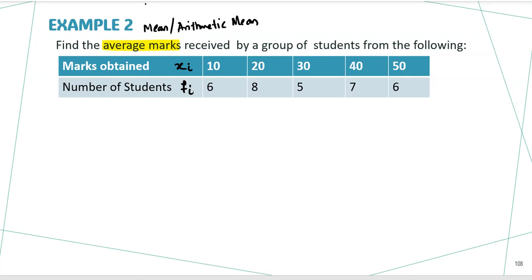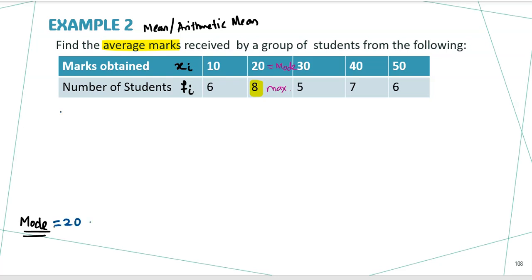Let's work on the mode first. The mode is the marks that the maximum number of students got. If you look here, 8 students got 20 marks, which is the highest. So the maximum number of students scored 20 marks. So your mode is 20.